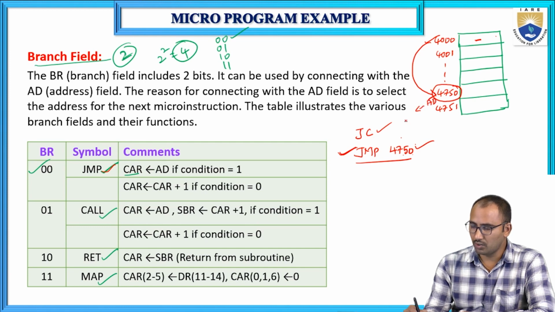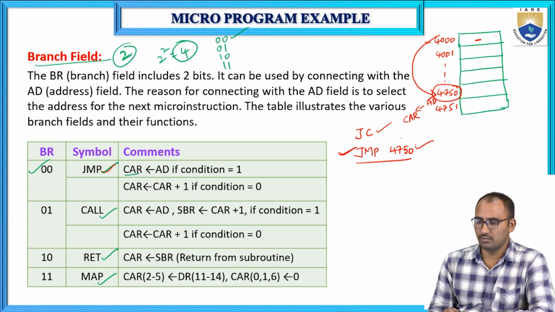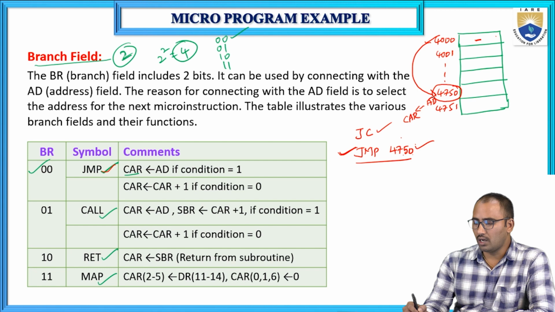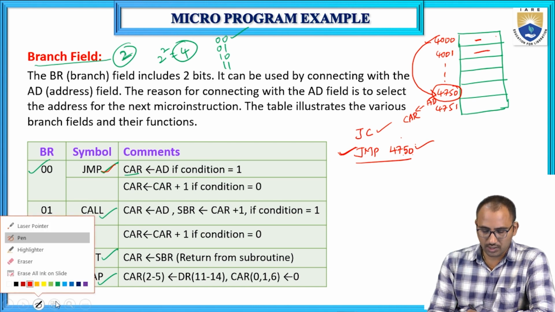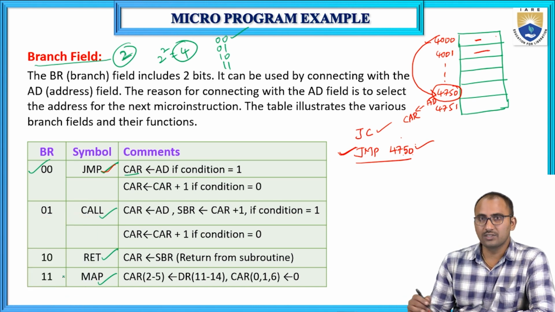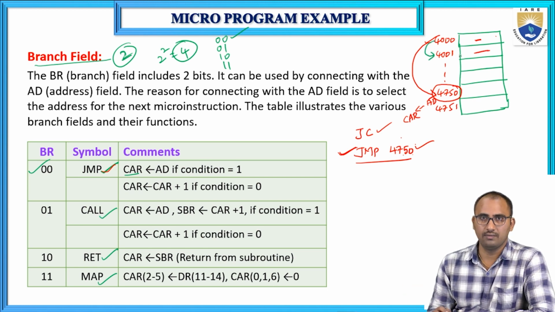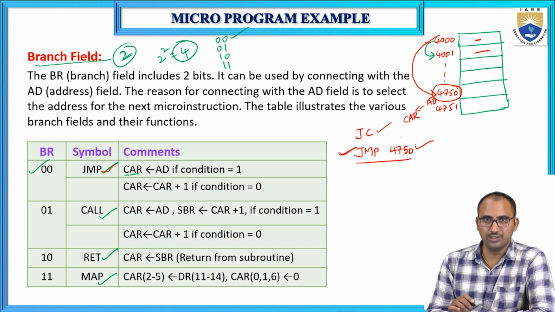It will be loaded into CAR, the control address register. Suppose the condition is not true, what will happen? Instead of going to 4750, the instruction at the next memory location will be executed. So what is the next instruction address? That is 4001. So that is a jump.